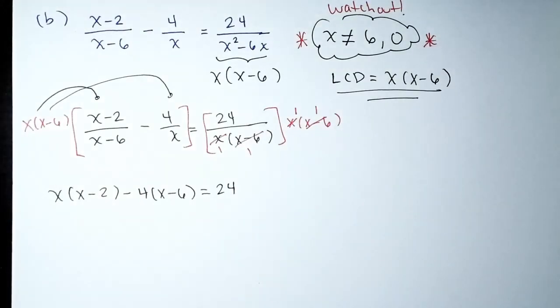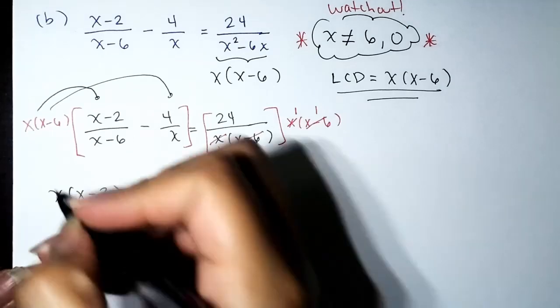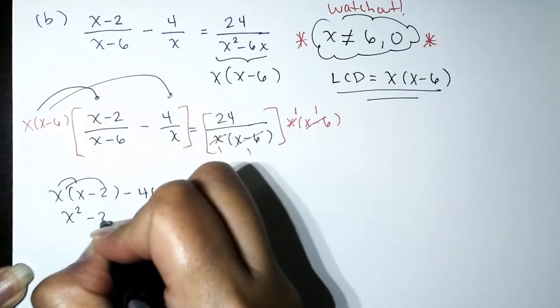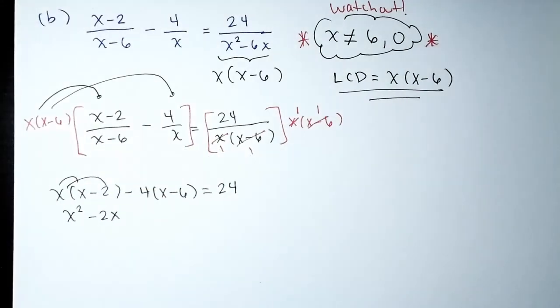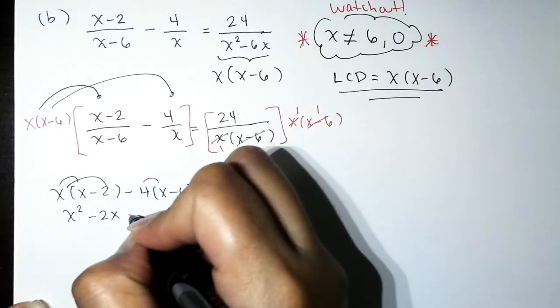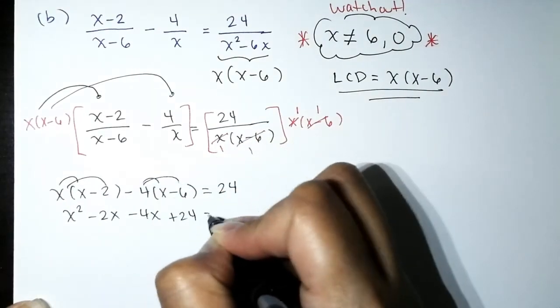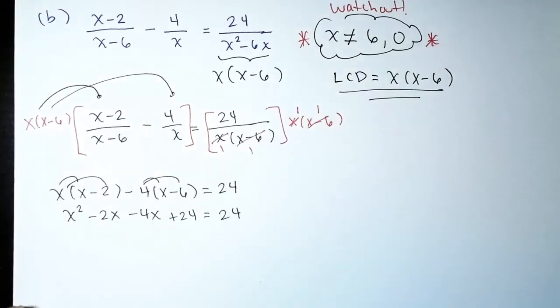We got this. Okay, remember that. On the left side, let's clean it up. When we distribute the x, that will give us x squared minus 2x. When we distribute the negative 4, that will give us negative 4x plus 24. On the right side equals 24. Fantastic.